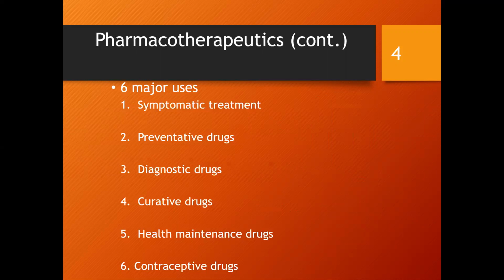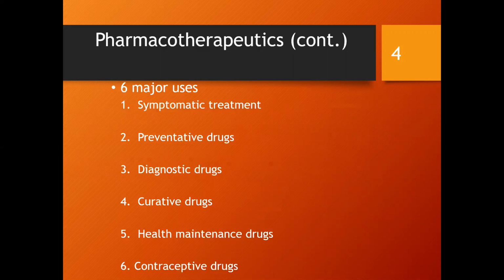The second thing is preventative drugs. A lot of times we take a medication to prevent a disease process from happening, such as immunizations. Those are a great example. Or a lot of times we see prophylactic antibiotics given before surgeries or after surgeries. Usually, they're IV piggybacks, so that way we prevent any infections from occurring.